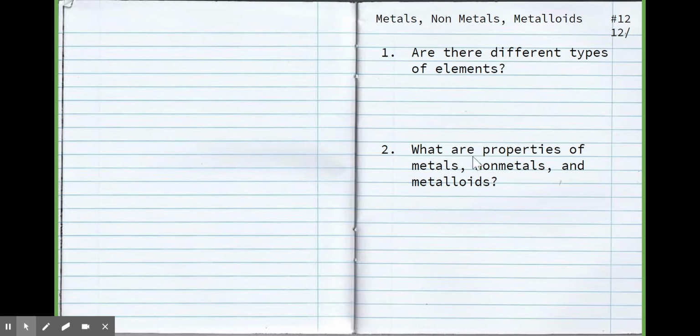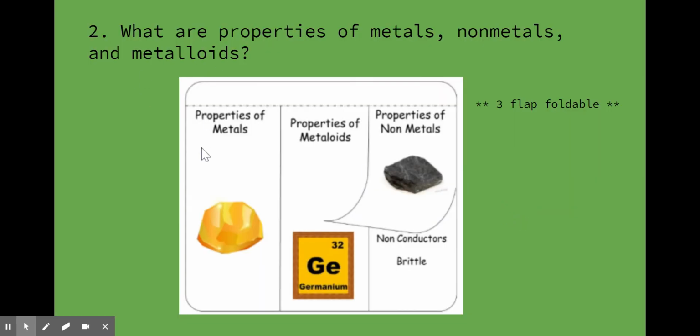Question number 2. What are the properties of metals, nonmetals, and metalloids? You're going to make a 3-flap foldable. It'll look something along these lines. And by properties, we just mean how could you describe it? What are the characteristics of it? That's what a property means.